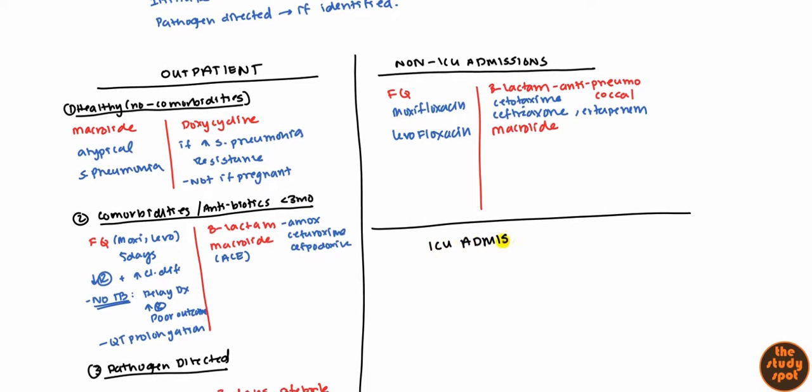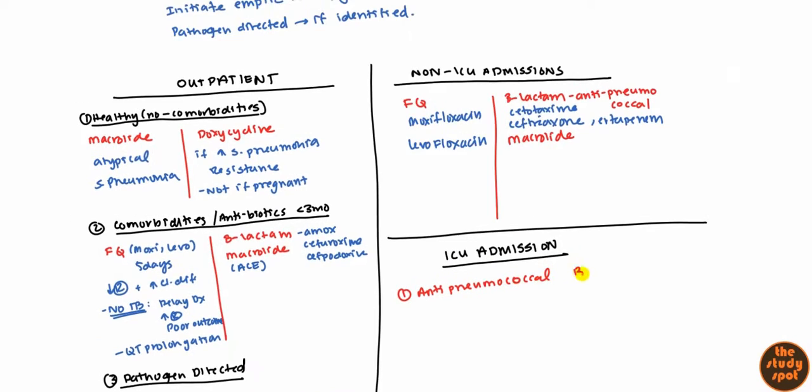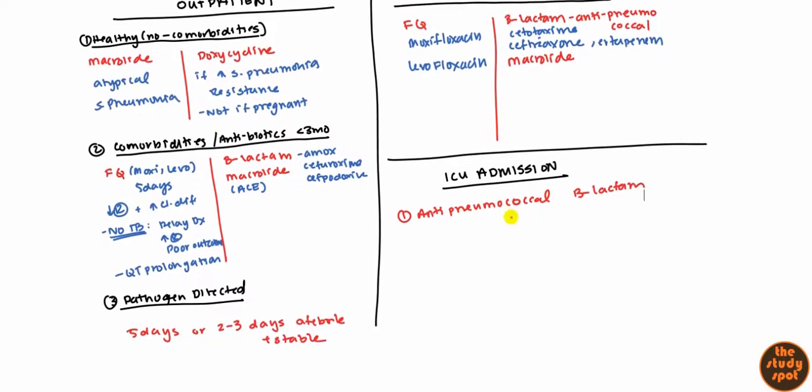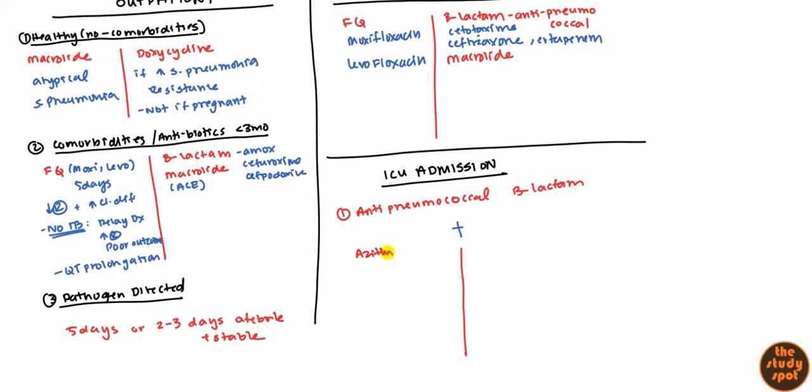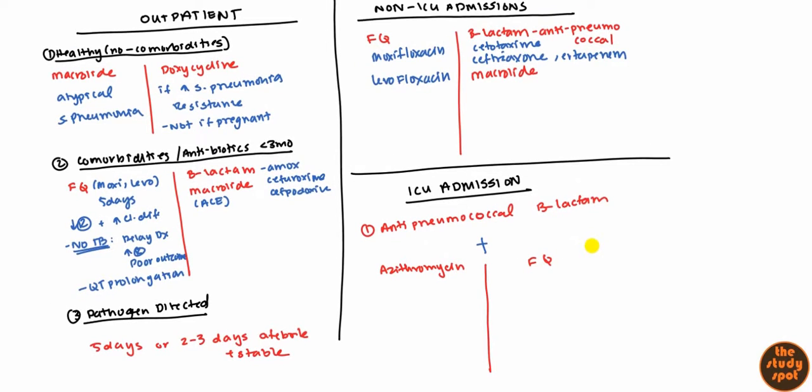ICU admissions. So patients who go directly to ICU, you're going to use an anti-pneumococcal beta-lactam, and those were the ones we discussed before. But on top of that, you also want to add either azithromycin or a fluoroquinolone. So with ICU admissions, you're adding an azithromycin. It's a simple way to remember that.